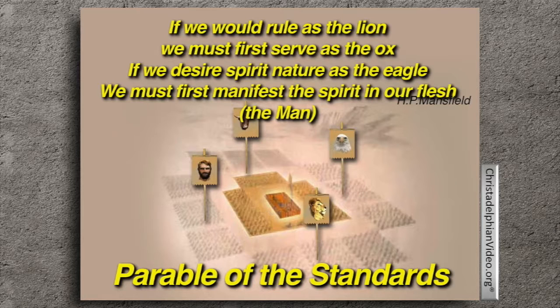It's the parable of the standards of Israel, the parable of the faces of the cherubim. If we would rule as the lion, we must first serve as the ox. If we desire spirit nature as the eagle, we must first manifest it, the spirit that is, in our flesh, which is, of course, the man. And so we see that these standards that were around Israel had their representations, but with them a great lesson. To rule, we must first serve. To be given spirit nature, we must first manifest that spirit in our flesh. Which spirit, says Paul, will change our mortal bodies in that day.